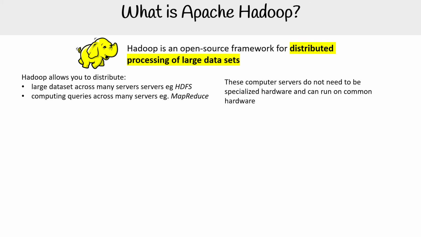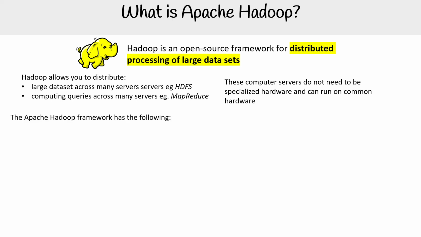But the idea behind distributed processing is that your computer servers do not need to be on specialized hardware. You can run them on common hardware. And that's actually how Google back in the day, there's a story where Google just kept on adding all random machines to build out their search engine. Didn't matter what it was. And that eventually became the Hadoop system.